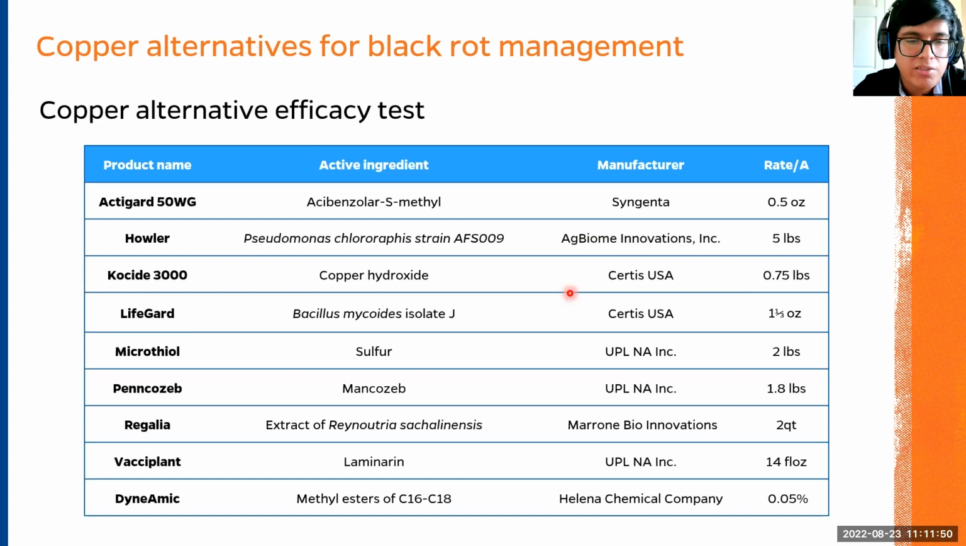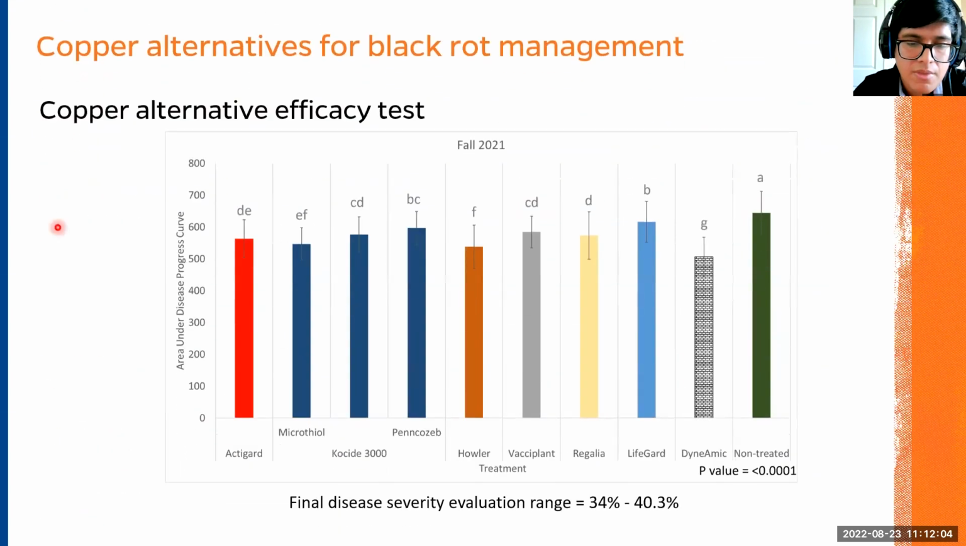The last set of trials that I'm going to present today is adding the surfactant. We use Dyne-Amic, and we select the products which had better results in previous trials. In this case, we focus on individual sprays, but we only have mixtures of COSI with Microthiol and Pencozeb.